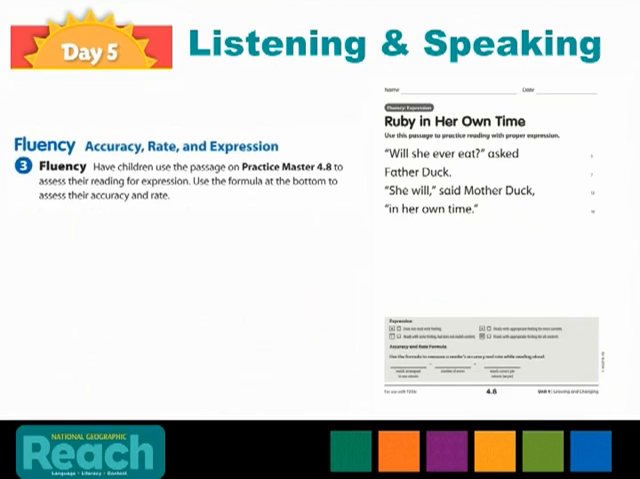Day 5 also provides an opportunity for fluency practice using a section of the selection text. A practice master is provided, and students will focus on the different aspects of fluency.